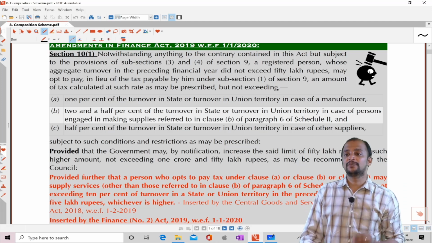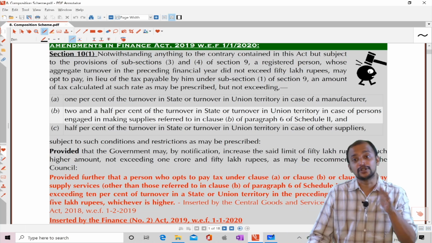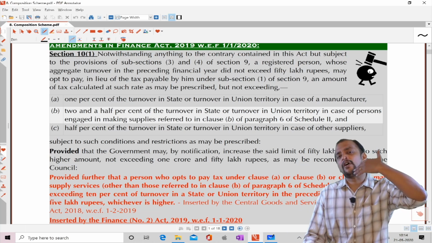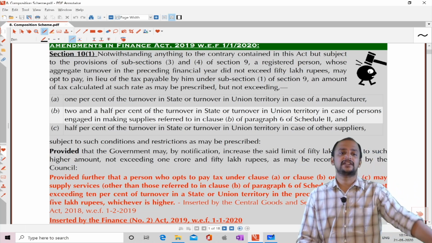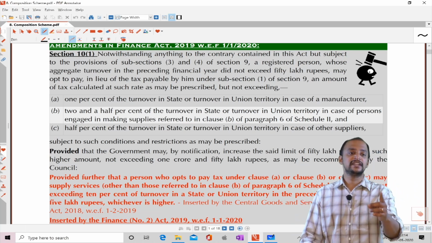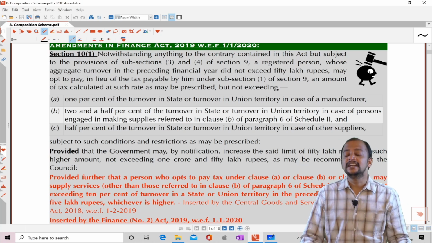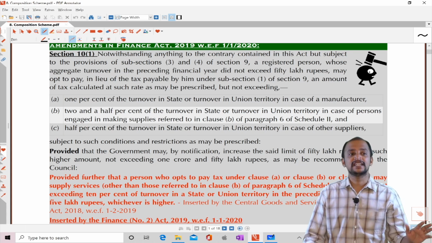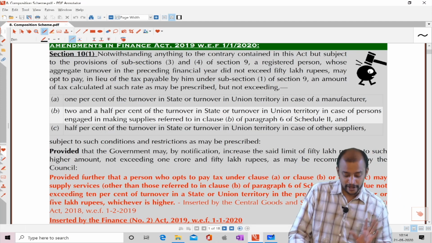We need to take the normal rate, because what are the words that are used? Notwithstanding anything contrary under the act, but subject to the provisions of section 9.3 and 9.4, which means whenever it is under RCM you need to pay GST, treat it separately, you pay GST at the normal rate even though you are under composition scheme. That is the point there.